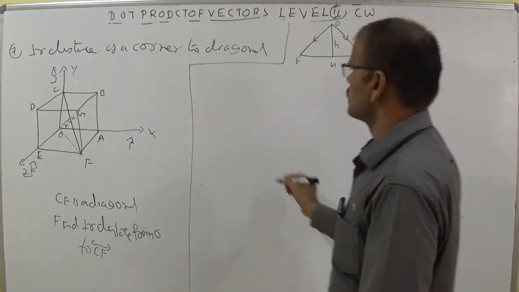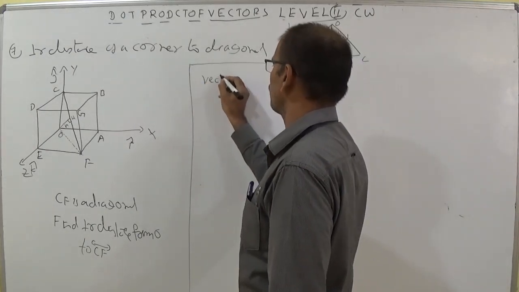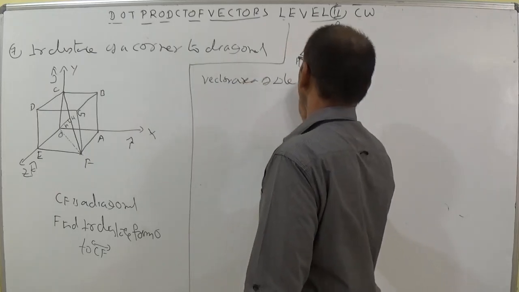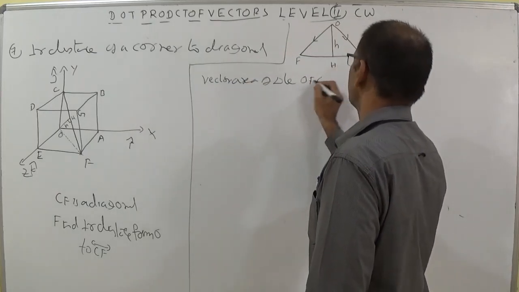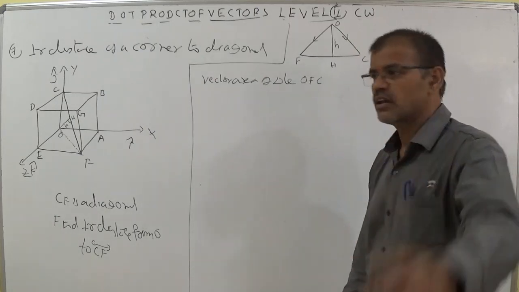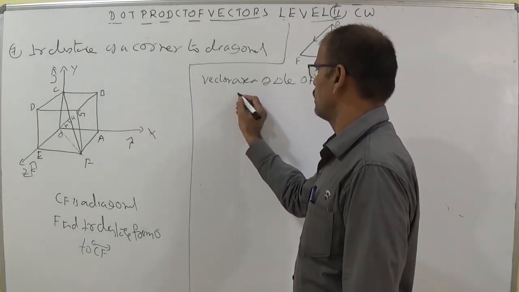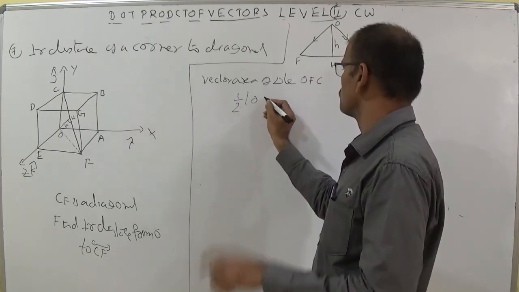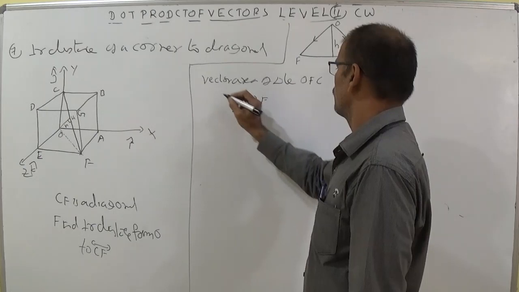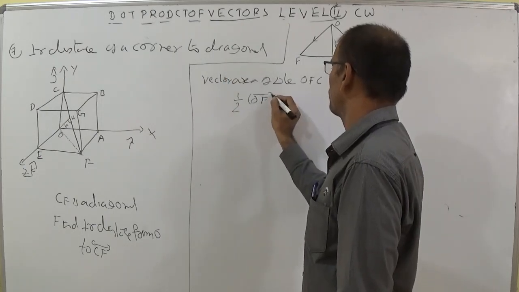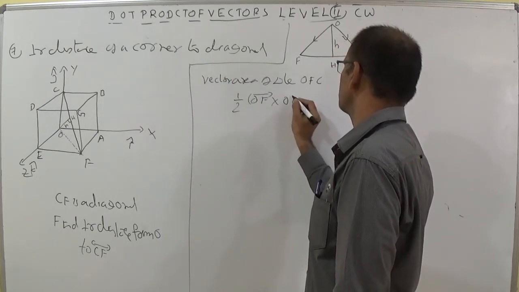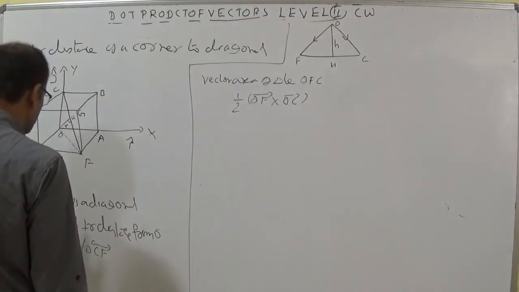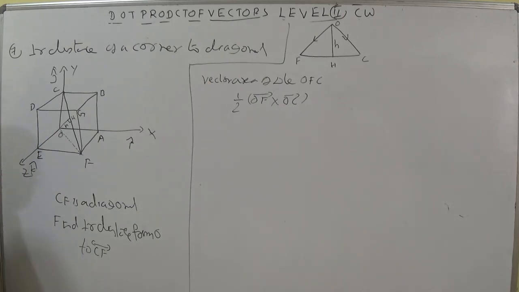Now using the vector area of triangle OFC, I am writing. Vector area of triangle you will be learning in the cross product chapter. Already in intermediate you learnt. So you can write half into OF bar cross OC bar. So what is O here? O is 0, 0, 0.